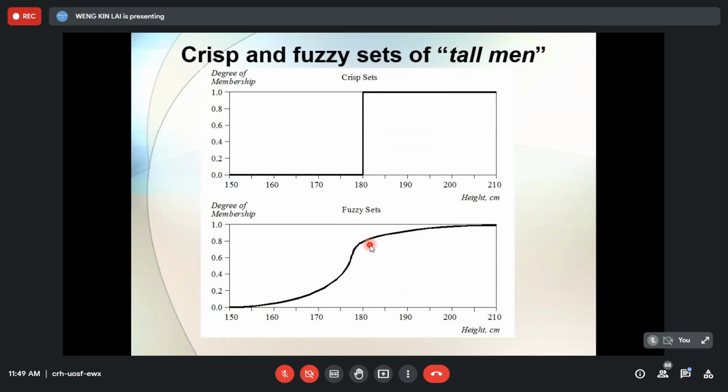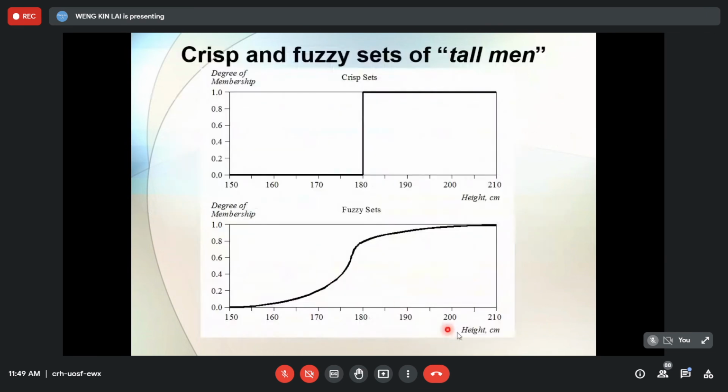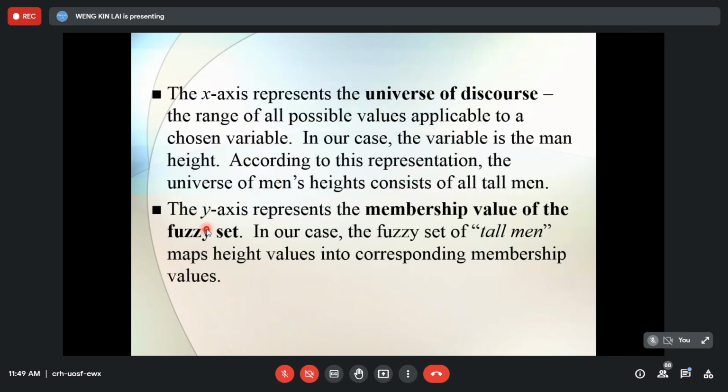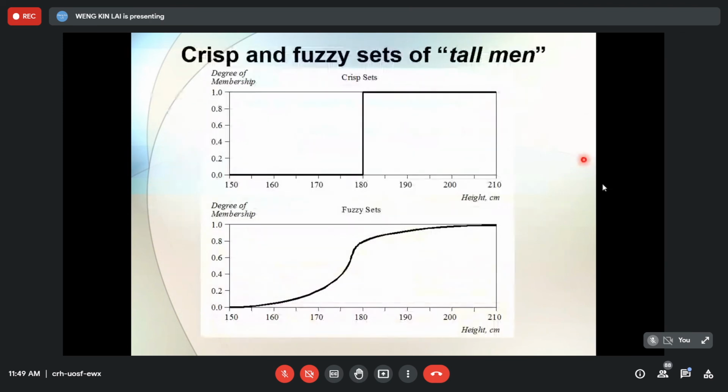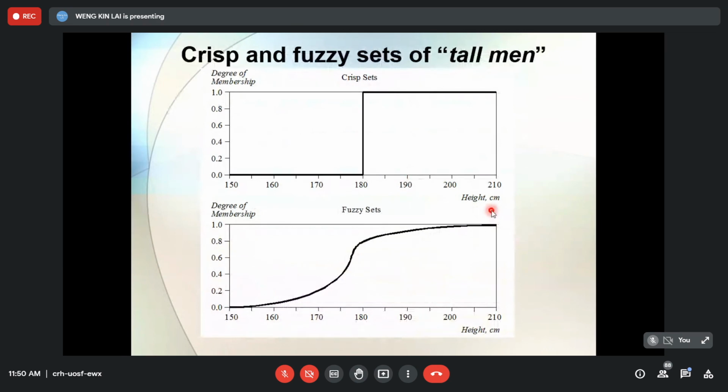Very commonly used in your artificial neural network, your sigmoid graph. The x-axis here, right? And see here, represents the height, whereas the y-axis represents your membership. Your x-axis represents the universe of discourse. So your x-axis, this height, is called your universe of discourse, a new term. And what does it mean? It means that it actually looks at the range of all possible values applicable to a chosen variable. In this case, it is the height of the person.